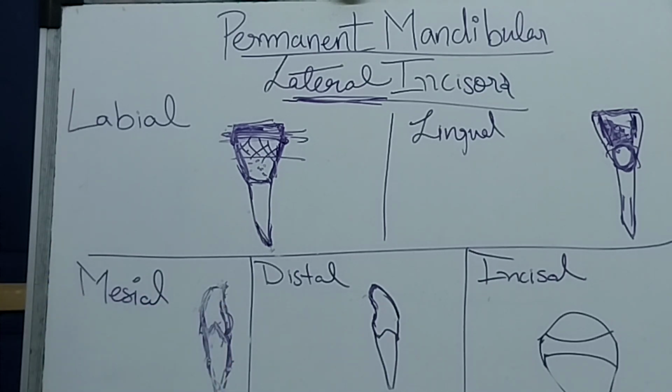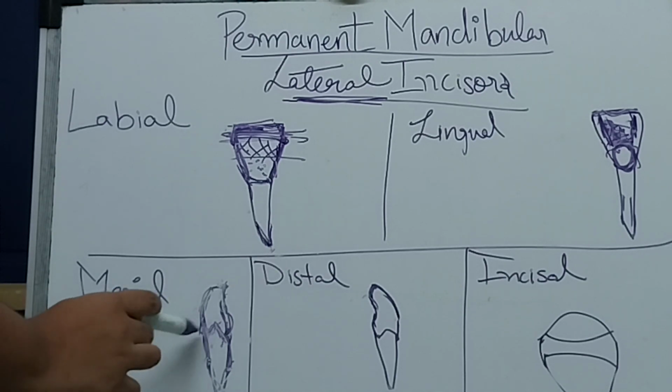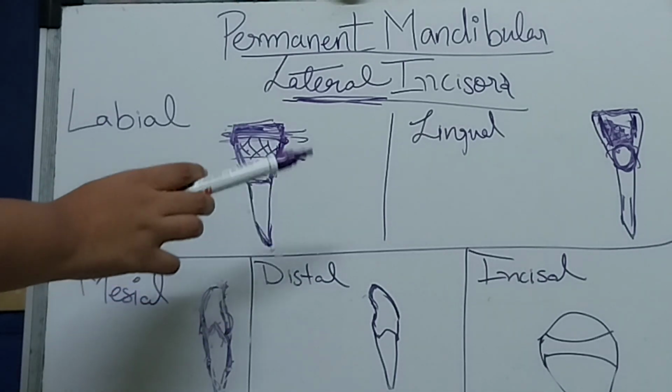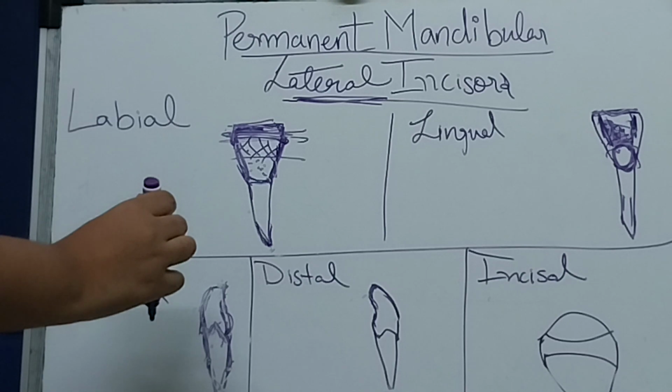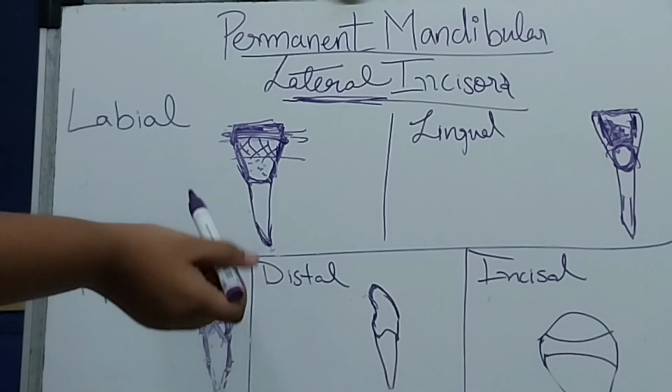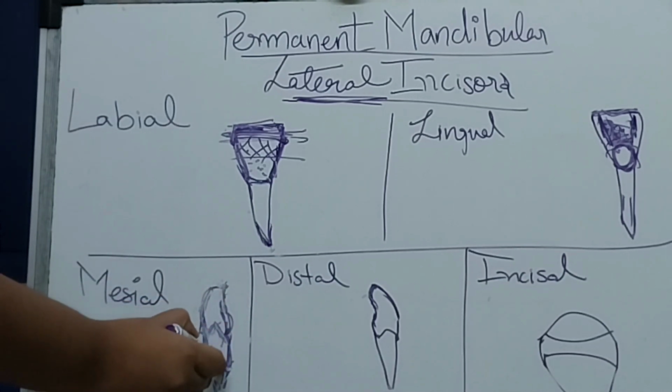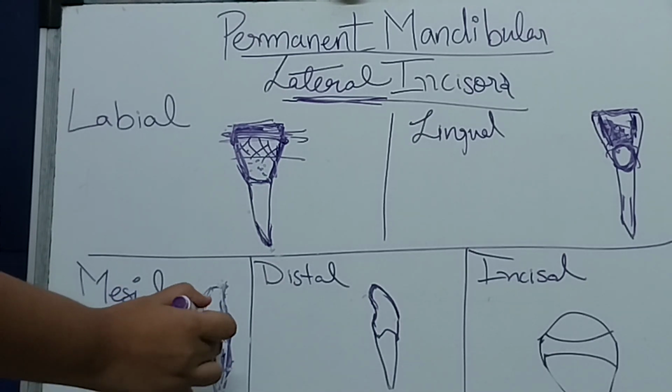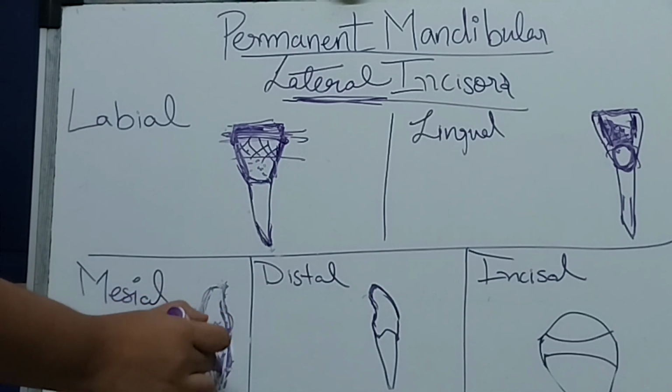A developmental depression is present mesially. So there is a developmental depression, but it is deeper at the junction of the middle and the apical third. It is here also, but it is not that deep. It's deeper over here.